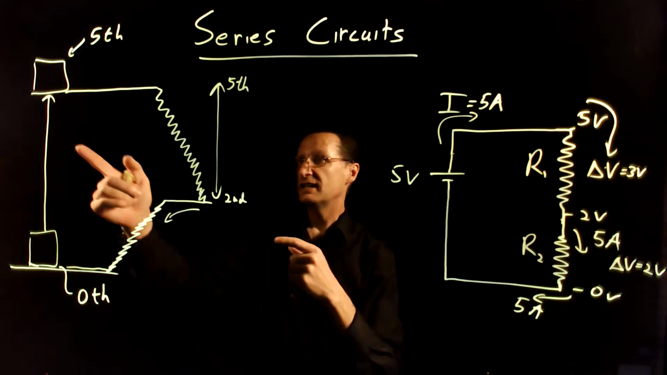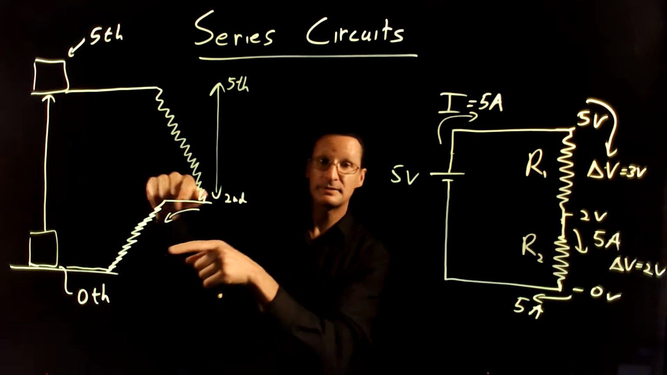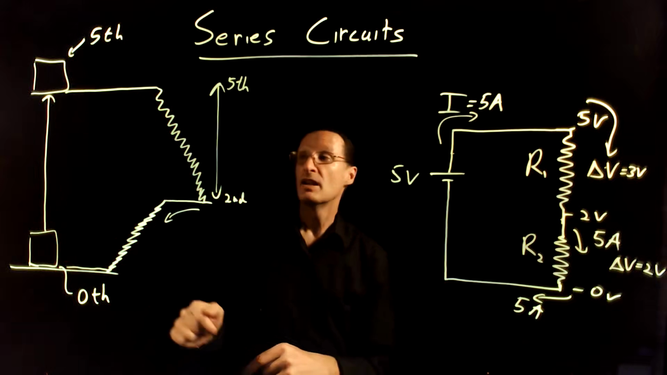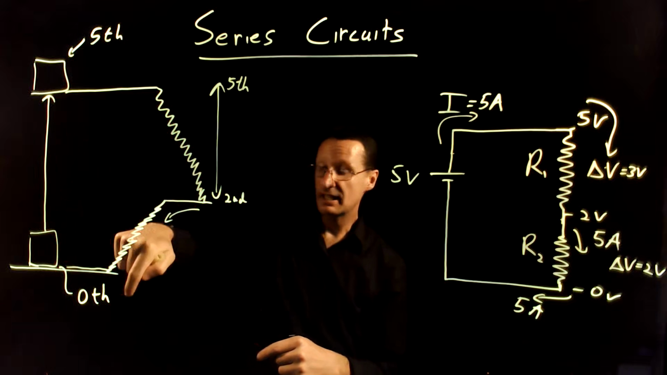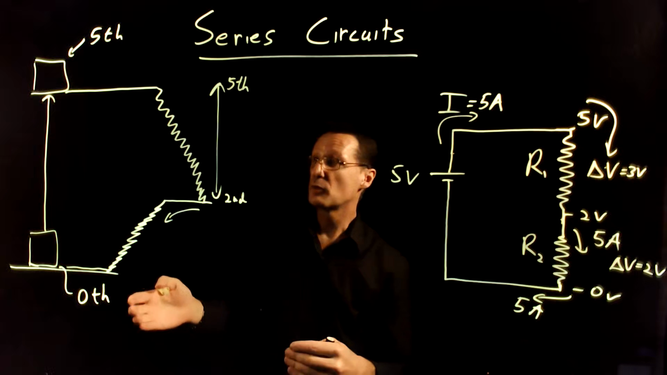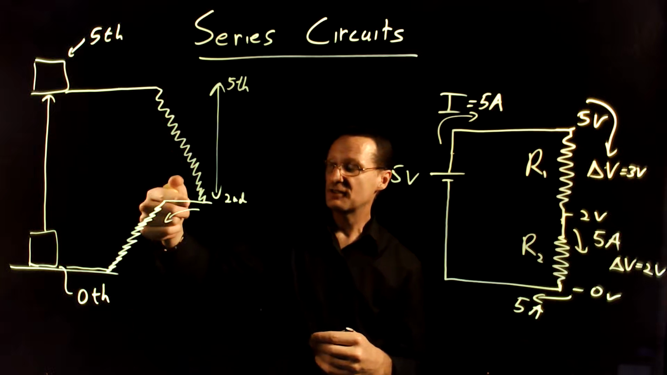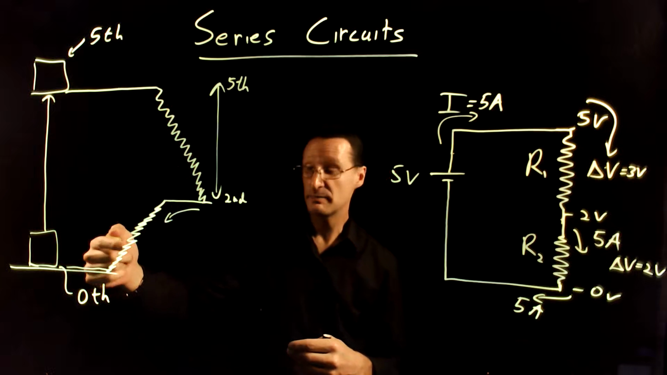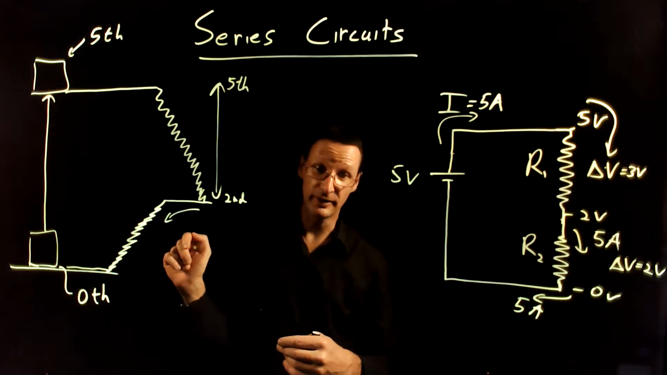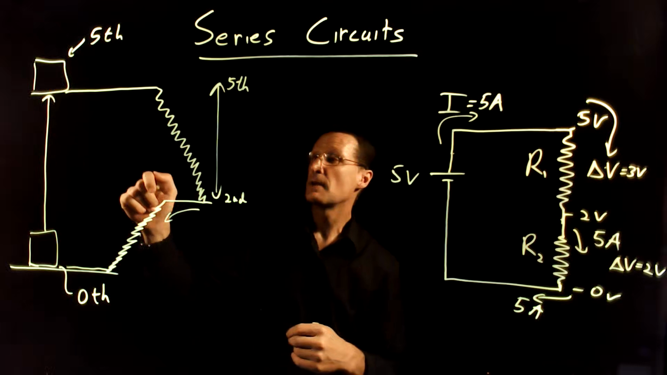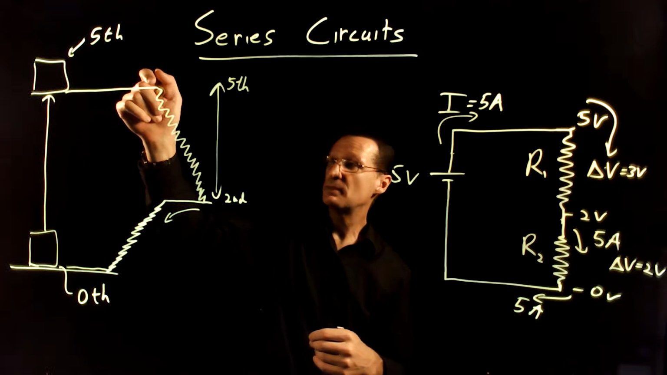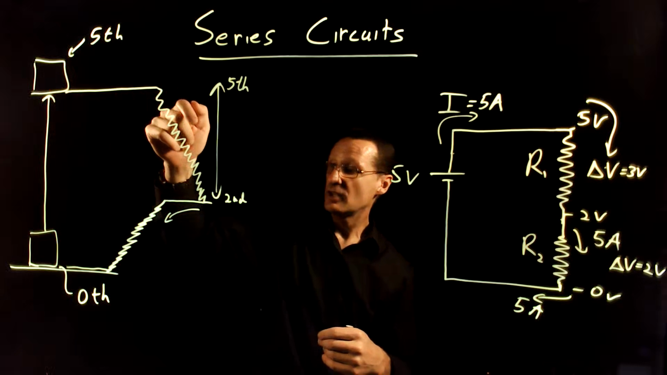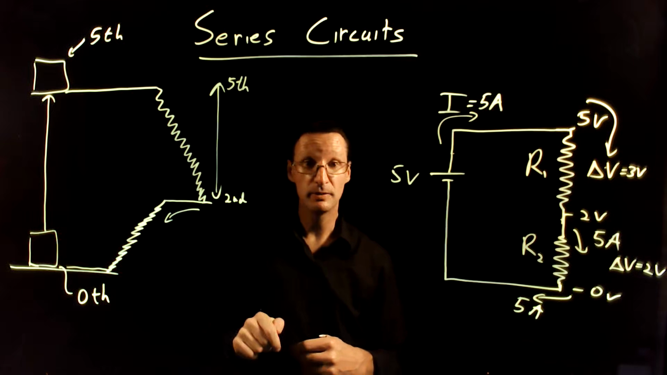So in a series circuit, the voltage drops add to the total, whereas the current must be the same through each device. Or in other words, the total decrease in gravitational potential energy must be equal to the increase in the elevator. That's the voltage. And the number of people coming out of the elevator must be equal to the number of people coming into the elevator.